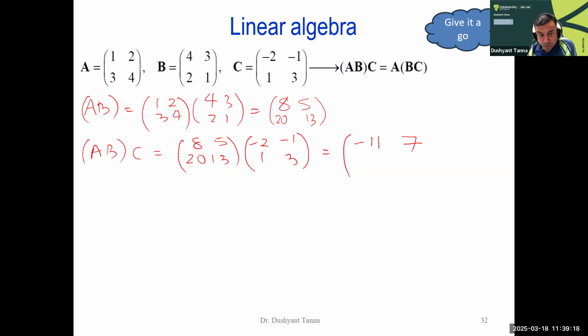20 with minus 2, so that's minus 40, plus 13 with 1, so minus 27. 20 with minus 1 and 13 with 3, so minus 20 plus 39. Say it the other way, 39 minus 20, so that is 19. Call it result 1.